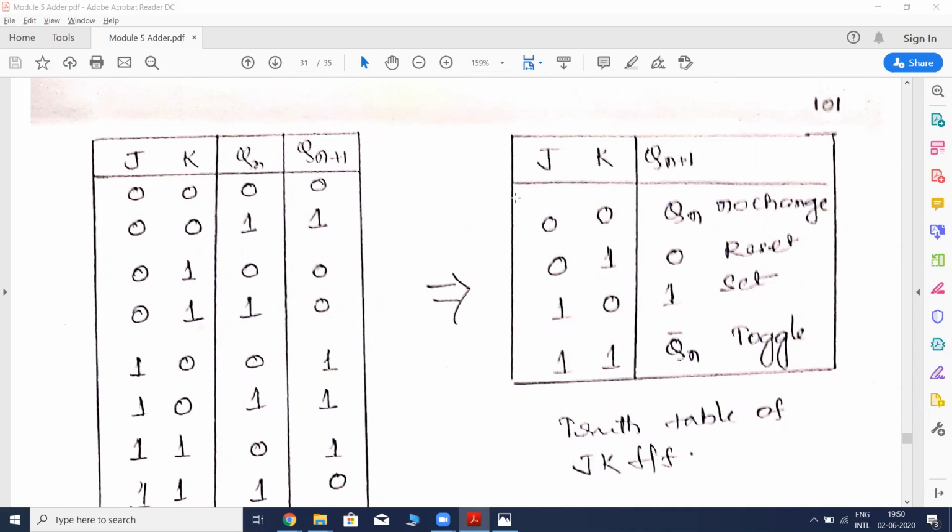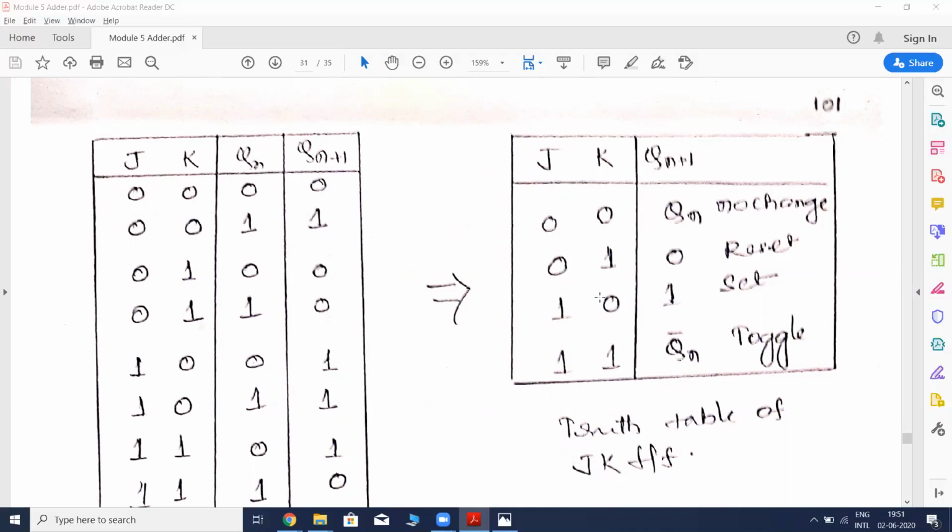So in JK flip-flop, this is the truth table. When both the inputs are 0, 0, we'll get the output as Qn. Here you could see that Qn plus 1 represents the present state and Qn represents the previous state. So when J and K both are 0, 0, we are getting the previous state. So the present state is equal to the previous state, and thereby we say that there is no change.